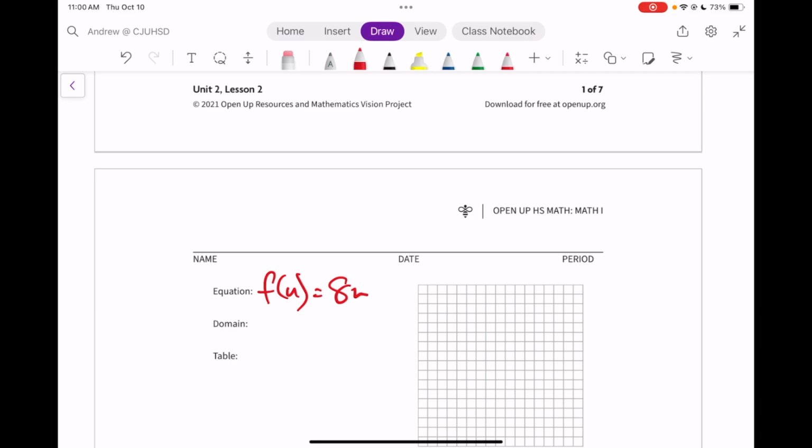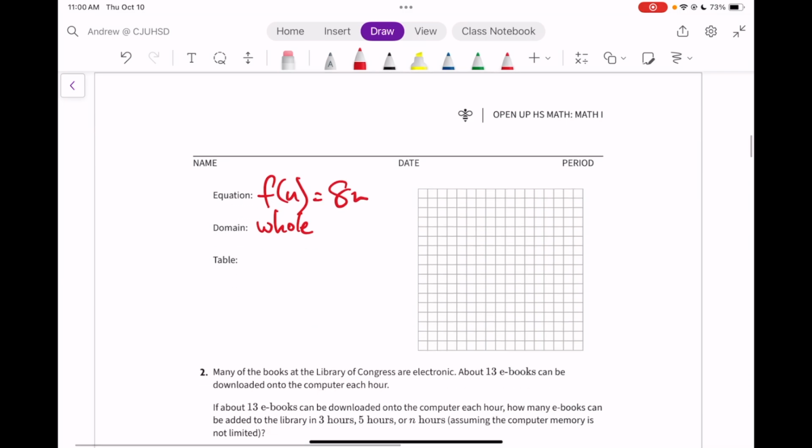The domain, meaning what kind of numbers could we use? We could use the whole numbers. We could use 0, 1, 2, 3, 4, 5. If you wanted to say natural, that would be okay at this point. A table of that might look like 0 boxes, 1 box, 2 boxes, 3 boxes. No books, 8 books, 16 books, 24 books, etc.